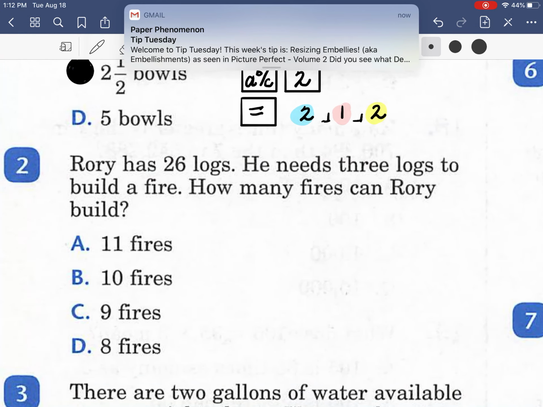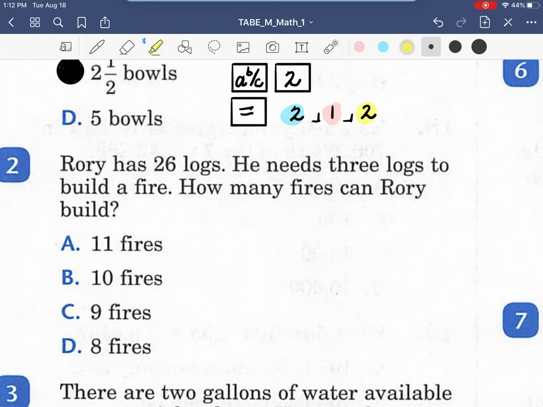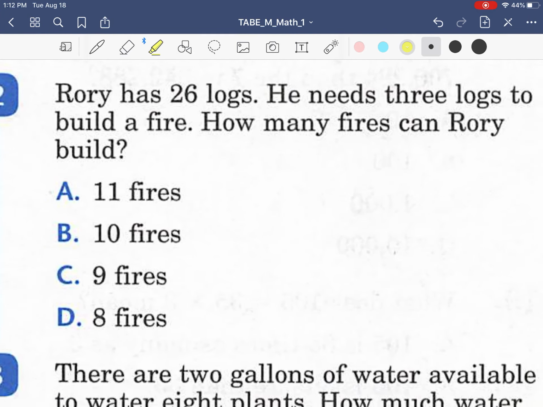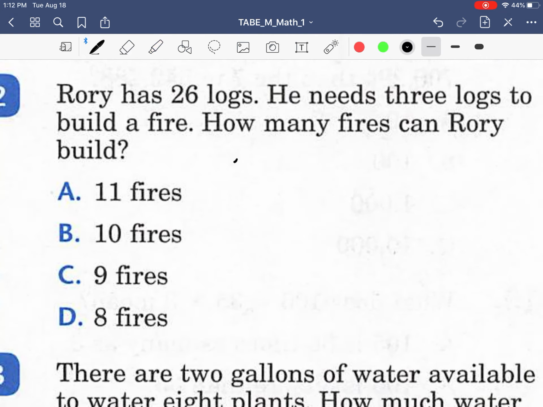Okay, let's look at number 2. Rory has 26 logs. He needs 3 logs to build a fire. So how many fires can Rory build? Well, let's write the improper form. That's 26 thirds. Again, this is called improper. Let's turn that into a division problem. 26 thirds.